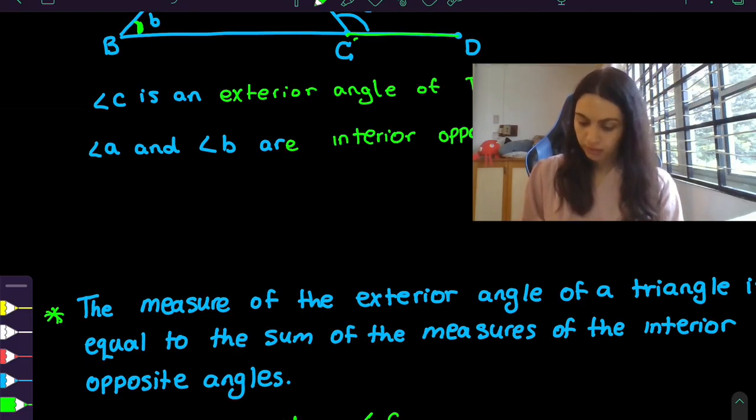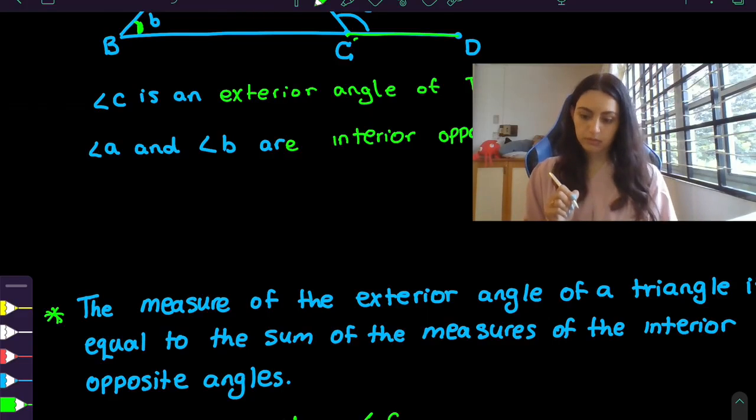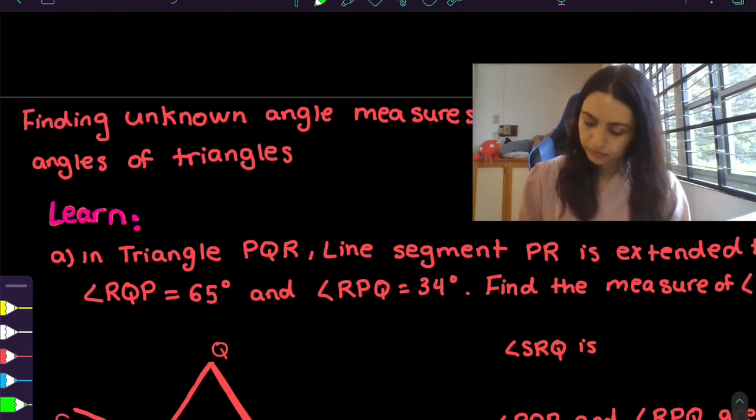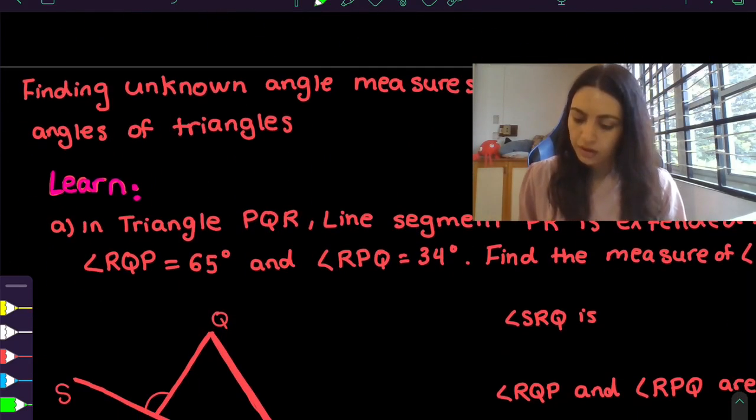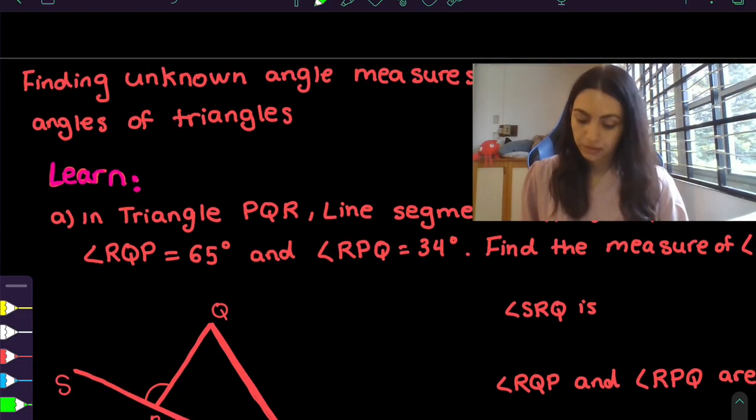That we need to remember, because it says the measure of the exterior angle, my exterior angle is angle C of the triangle, is equal to the sum of the measure of the interior opposite angles, angle A plus angle B. That's what it means. Finding unknown angle measures involving exterior angles of triangles. This is the example I'm giving to you.